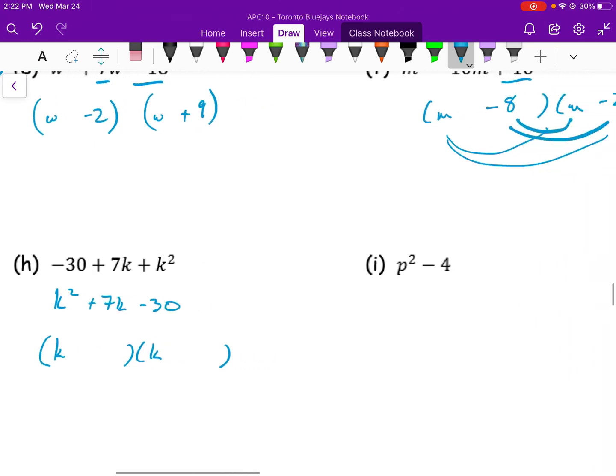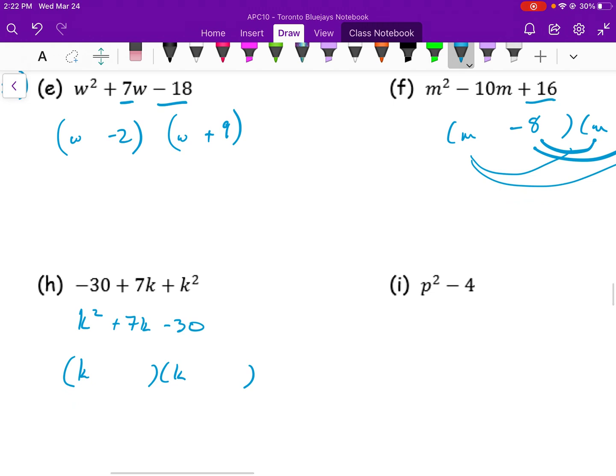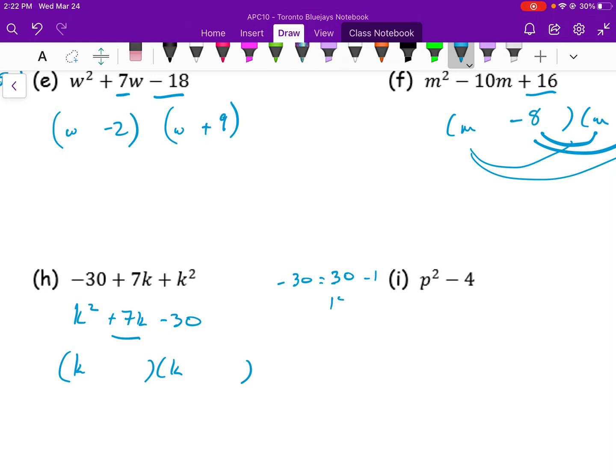Okay, so I know that those two numbers, I'm just going to write negative 30. And I'm just going to factor negative 30. And by the way, the sum is positive 7. So I know the larger number is going to be positive. Nope. 15, my next negative 30 would be 10. Oh, there it is. Those are two numbers that multiply to negative 30, but add to positive 7.